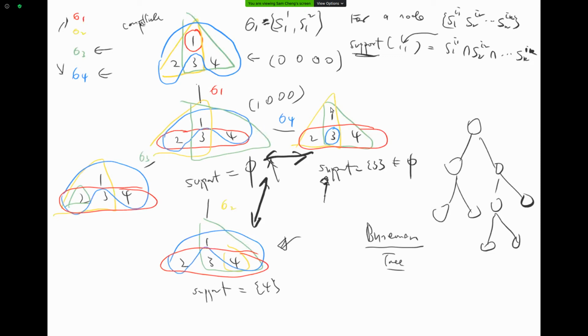Also, a node is valid only if the subsets have pairwise non-empty intersection. So if I pick two of the subsets, their intersection should not be empty. And then an edge exists if I have two nodes, and one node differs from the other node in only one split. For example, this node and this node only differ by the split sigma 1, so they will be connected by the edge sigma 1.